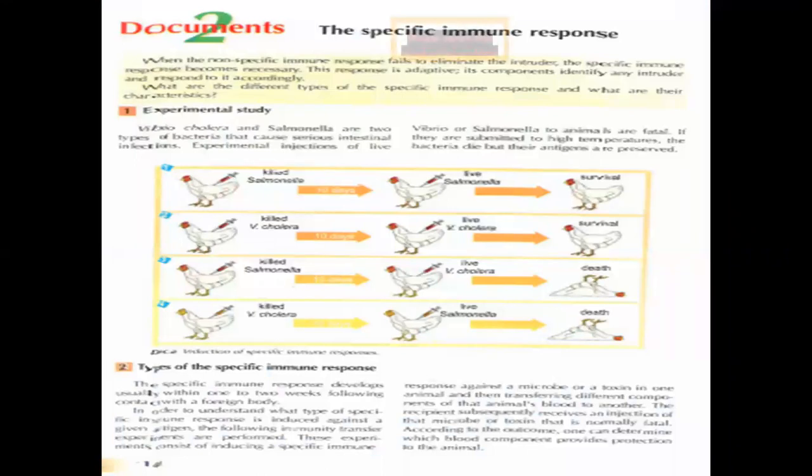Specific immune response. We said that when the non-specific immune response fails, we have to introduce the specific. This response is adaptive, meaning that the components can identify any intruder and respond to it. Here, pay attention, this is where the real lesson begins. Experimental study. Vibrio cholera and Salmonella are 2 types of bacteria. They can cause serious intestinal infection. Experimental injections of live Vibrio or Salmonella to animals are fatal.